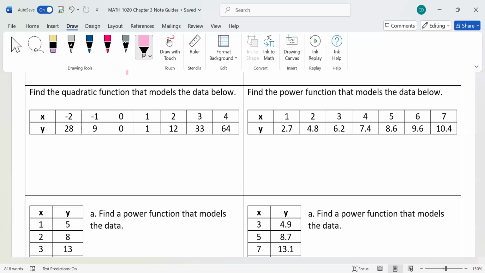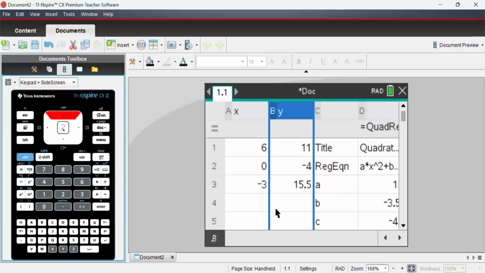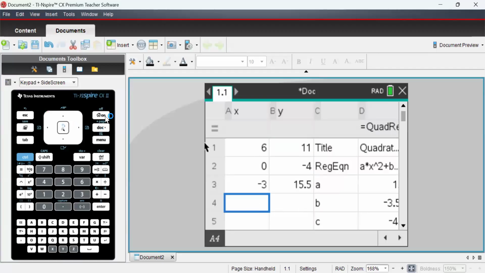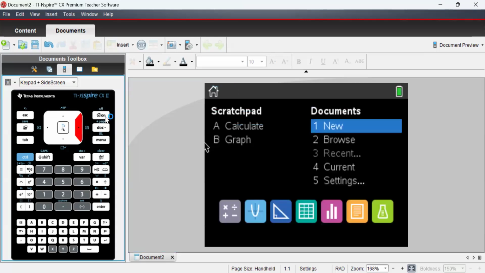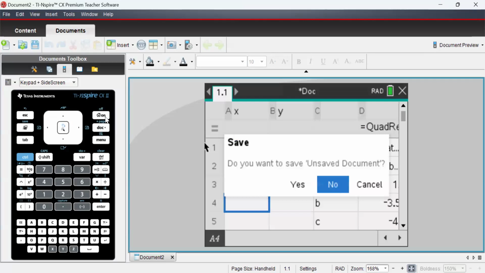All right, this one wants a quadratic function. Our points are in a different form. We're in a table form. That's fine. So let's go back to the calculator. And since it's not 3 points like we had before, I'm going to start over. I'm going to hit my home button, go to new, and no, I don't want to save what's in there.